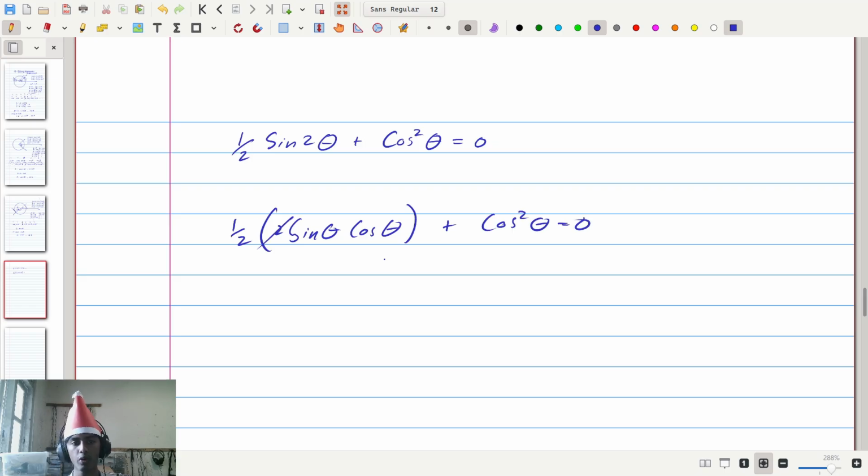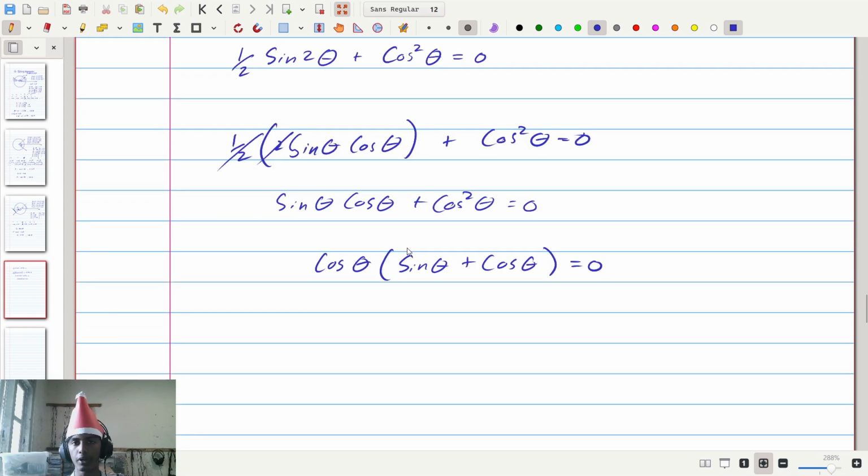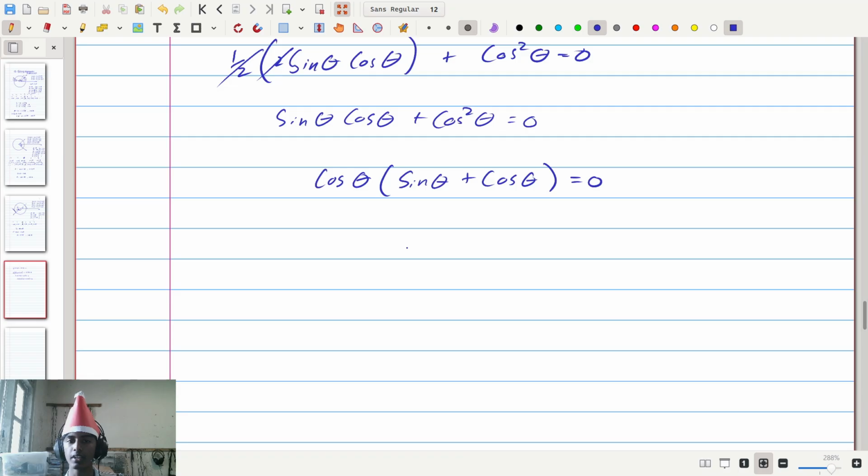In this case, you can see this 2 and this half cancel, leaving us with just sine theta times cosine theta plus cosine squared theta is equal to 0. We can now factor out a cosine theta from both of these because there's a cosine theta in both of these. We can write that as cosine theta times sine theta plus cosine theta is equal to 0. So now we have a product of two factors being equal to 0. That means that either of them could be 0. So we have that either cosine theta is equal to 0, or sine theta plus cosine theta is equal to 0. One of these two is equal to 0.